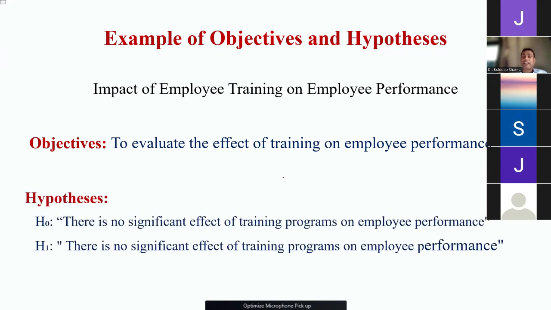And my hypothesis, if I set it in the null and alternative way: the null is there is no significant effect of training program on employee performance. And the alternative will be, it should be A, huh? By mistake it is written no. There is a significant effect. So let's see, there is a close relationship between hypothesis and objective. From here, everything is similar: to evaluate the effect of training. So here I have said there is no significant effect of training program on employee performance.